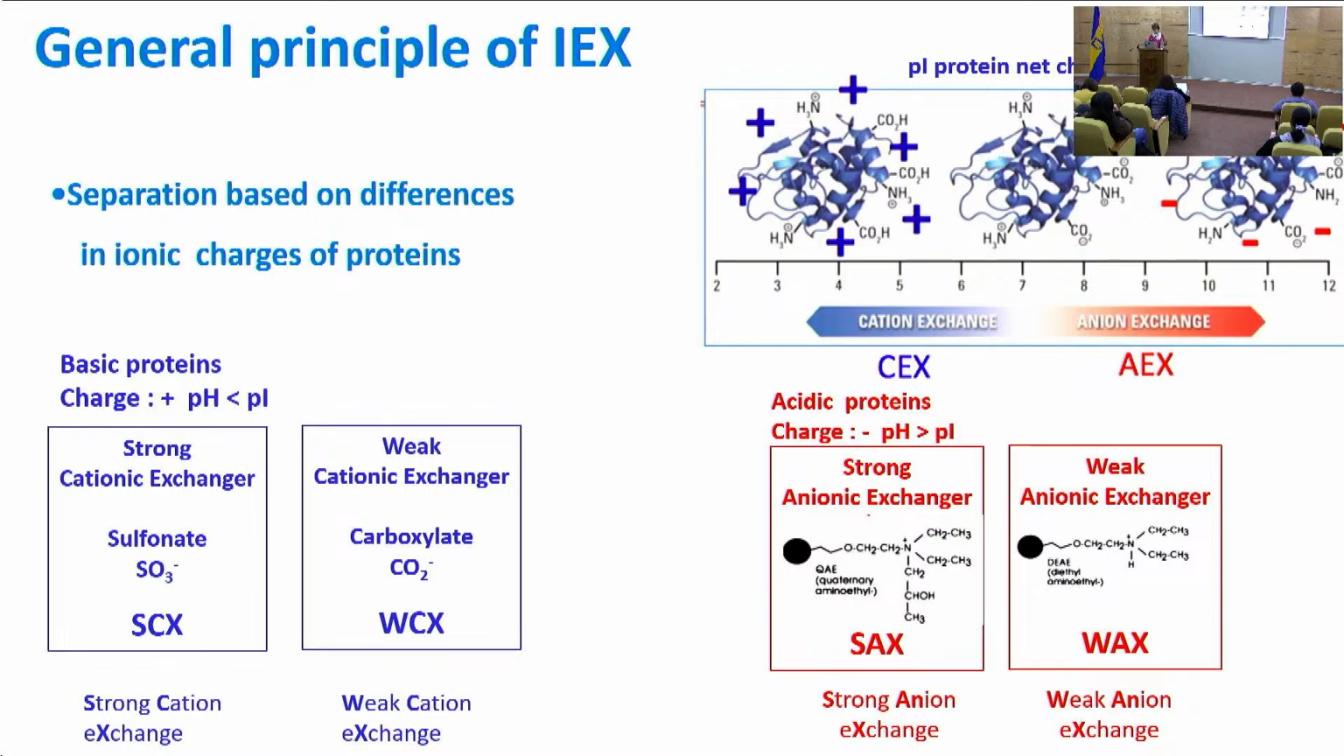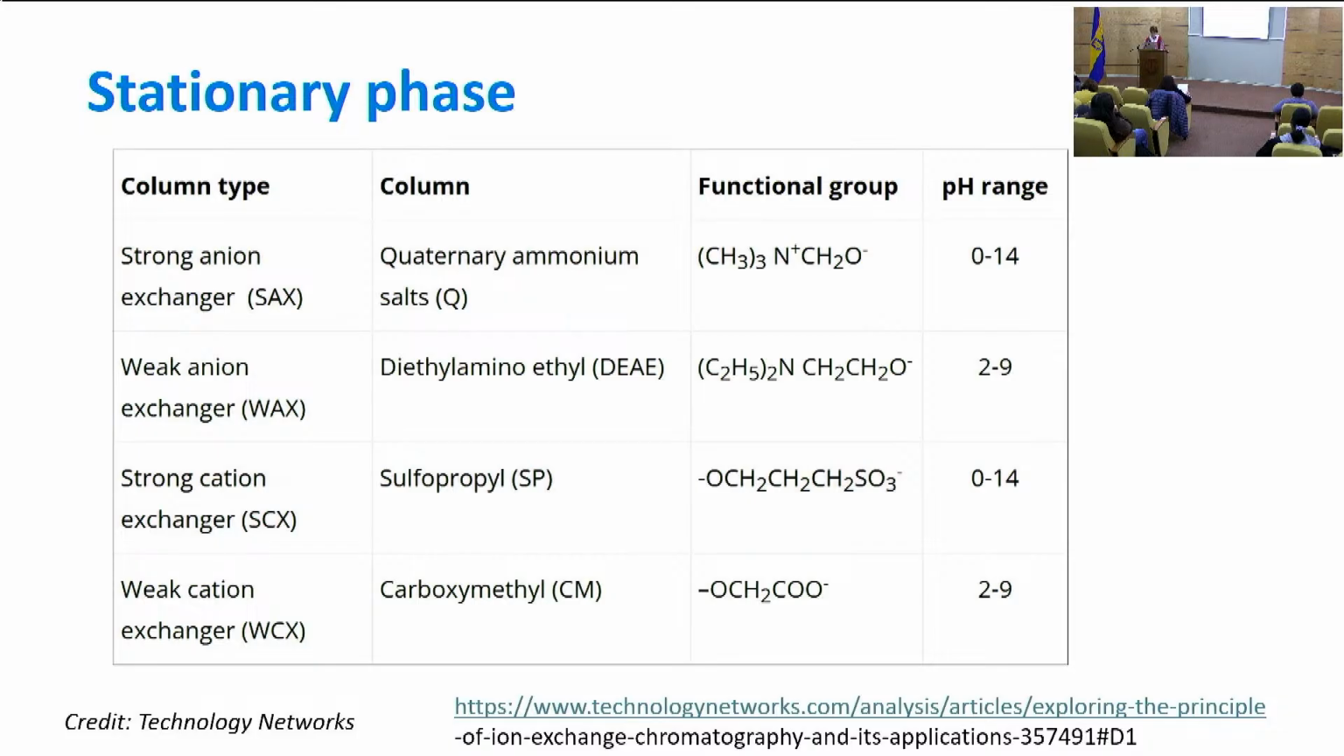And you have several types of stationary phase, what we call a strong cationic exchanger and a weak cationic exchanger, depending on the analyte. We skip this, so I think it's okay.